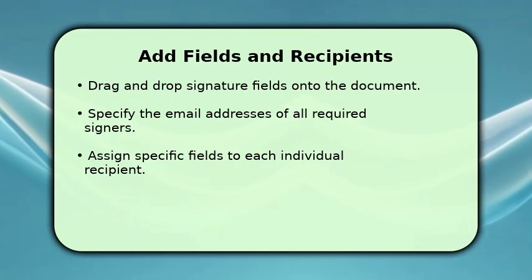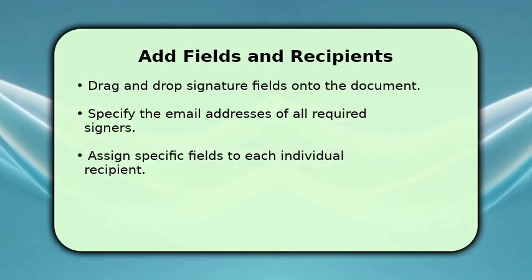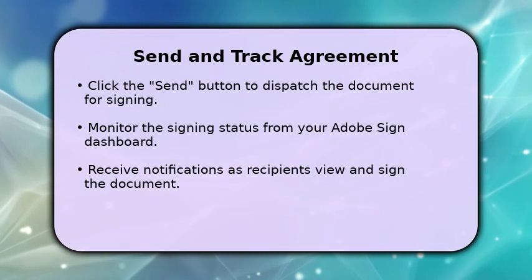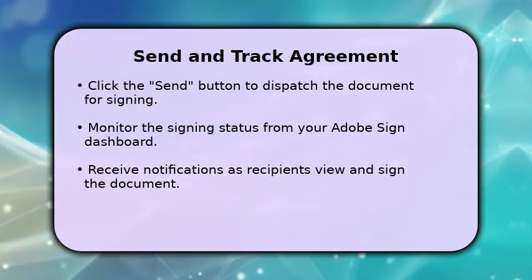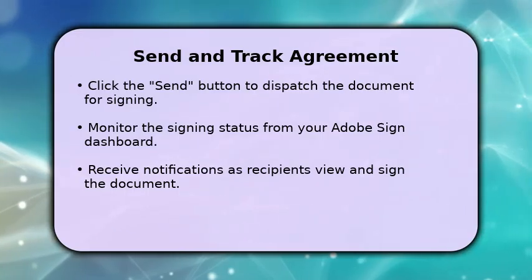You can add up to 25 recipients for a single document. Once all fields are placed and recipients are assigned, simply click the Send button. Adobe Sign will then dispatch the document to everyone on your list.